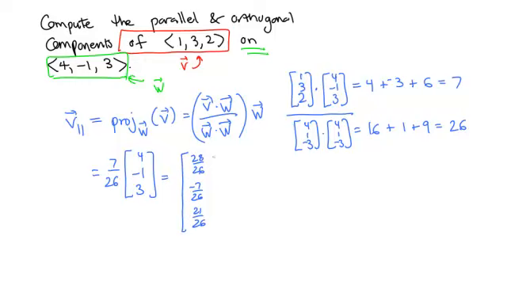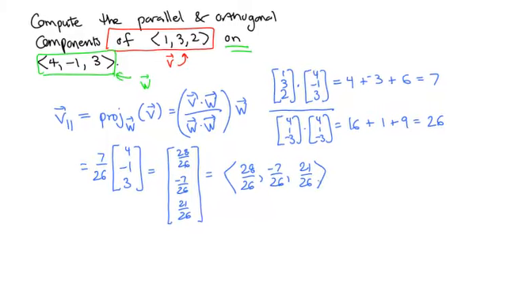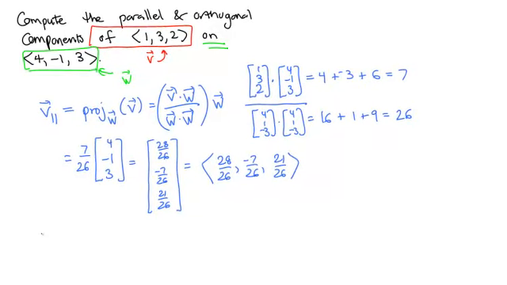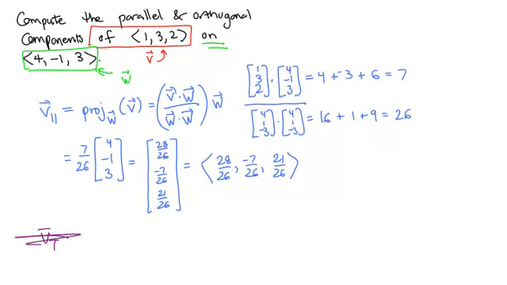This is maybe the one problem with writing things in columns, it doesn't handle fractions very well. It's not particularly forgiving, so I'll also write it in rows just to make it a little bit easier to read here. 28/26, negative 7/26, and 21/26. Now that we've got that, we can work out the orthogonal component, v perp, by taking v and subtracting the parallel component off of it.